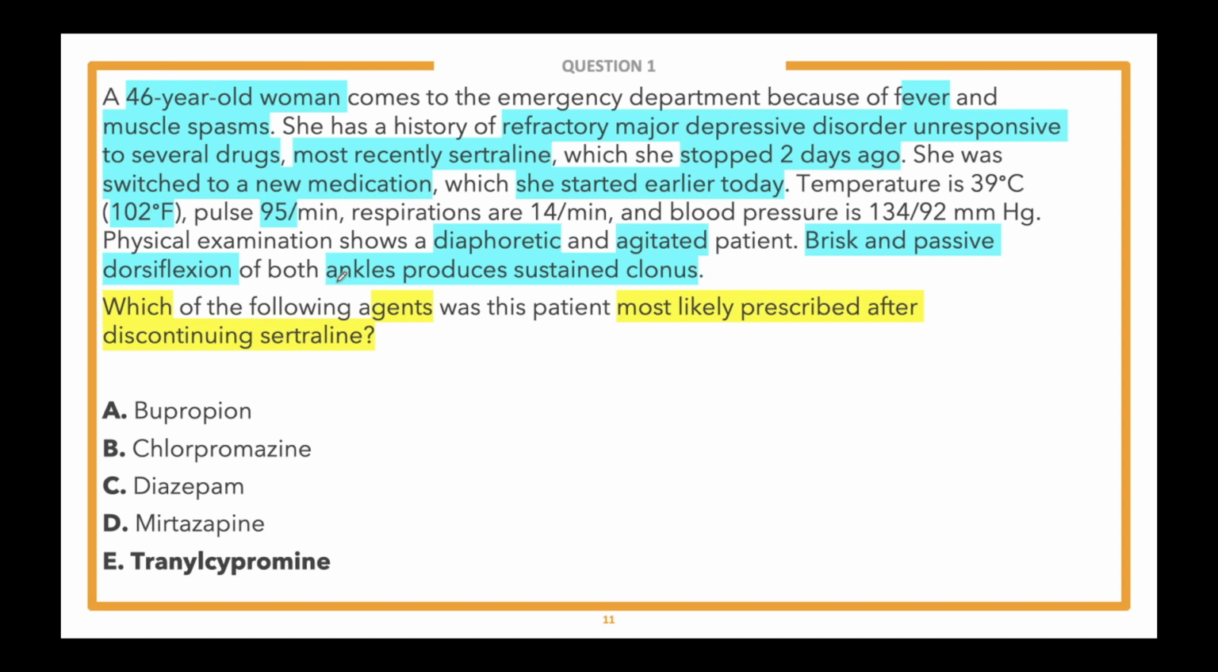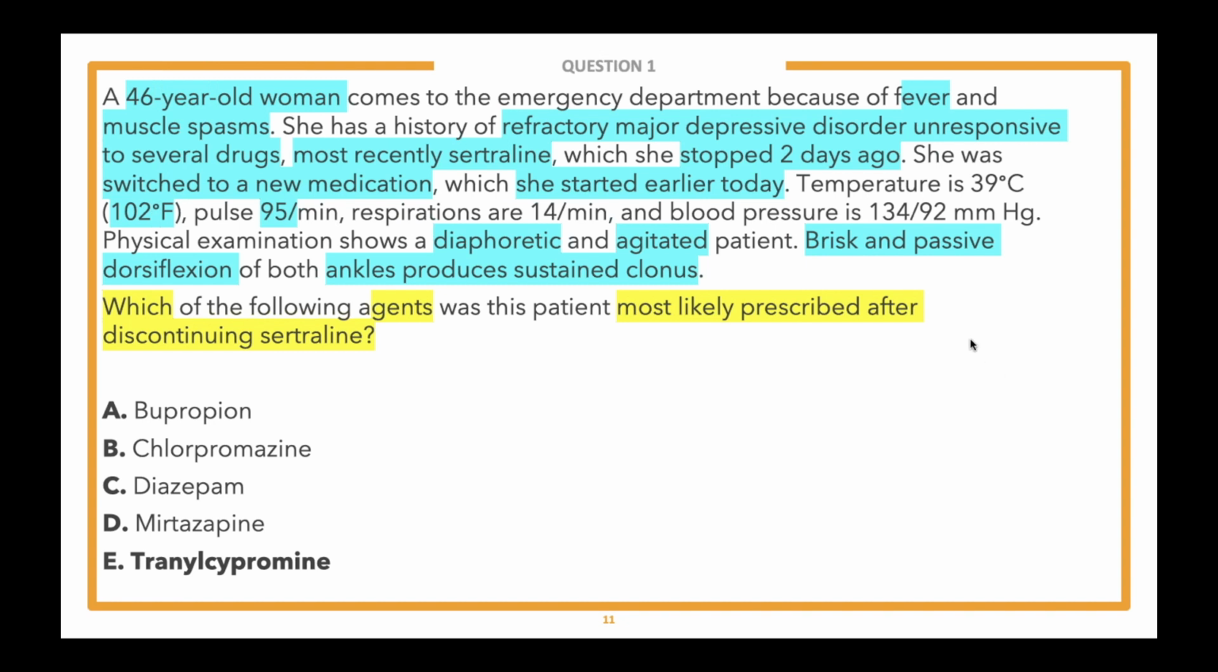Let's talk about the other answer choices and why those are not as correct answers. Answer choice D, mirtazapine, that is also an antidepressant, but it's unlikely to cause this syndrome as it doesn't increase serotonin levels like answer choice E. Answer choice C, diazepam, that is a benzodiazepine used more so for anxiety, status epilepticus, and its mechanism of action is unlikely to cause serotonin syndrome.